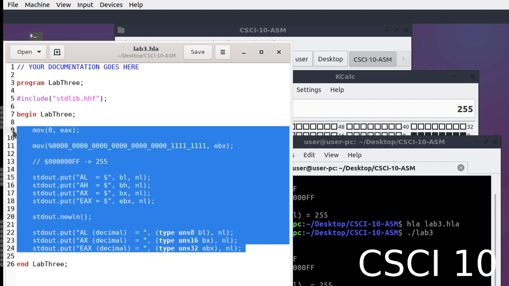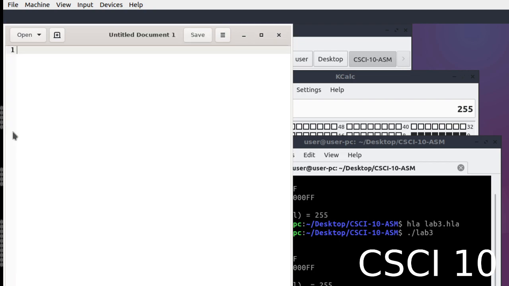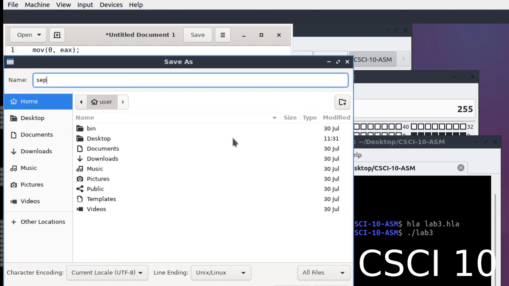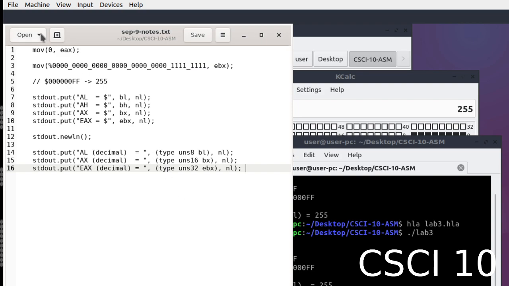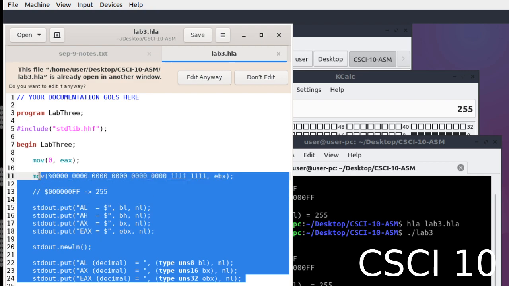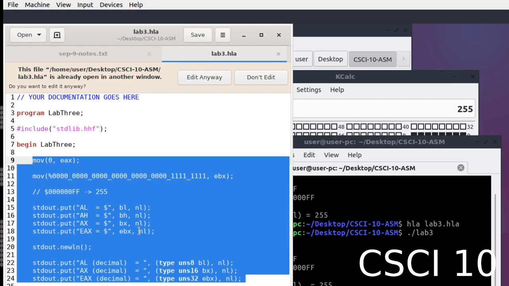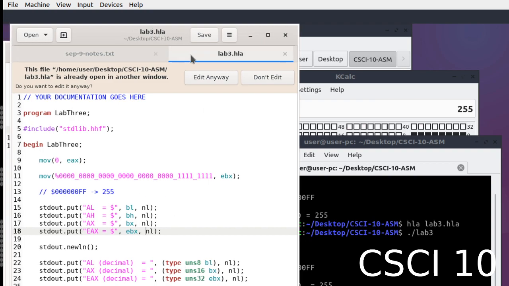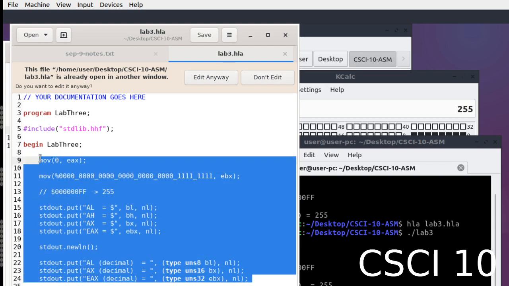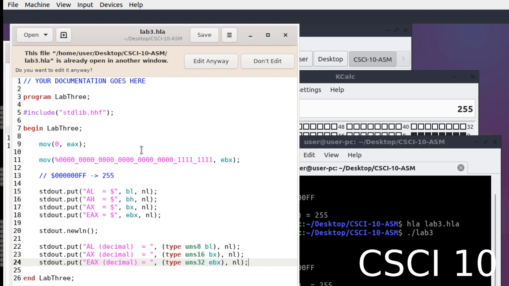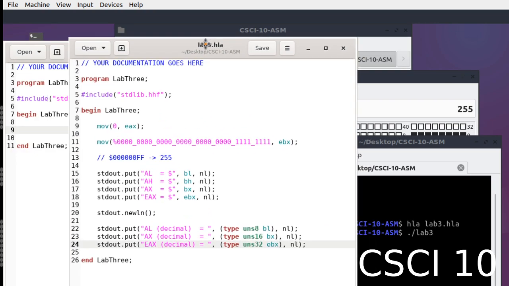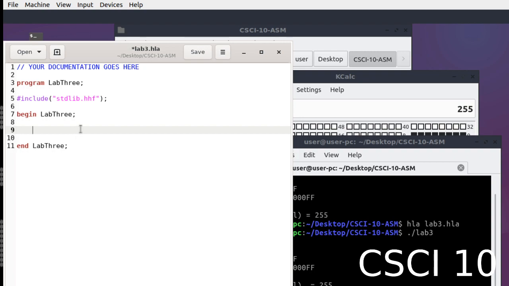So I'm going to clear this out for now. I'm just going to save this as September 9 notes. I'm just setting aside what I did a second ago, so if I need it later, I can come back to it. But otherwise, I'm going to reopen Lab 3, and I'm going to start over. Wait, do I have it open twice? I do. Okay, close that. Okay, we're back. So I'm doing the 16-bit section, just so you know.